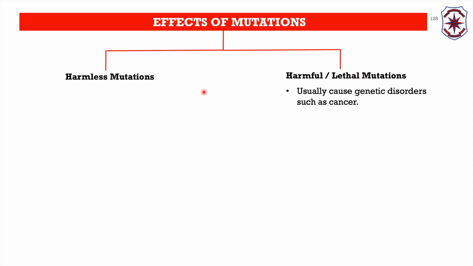Usually, they cause a genetic disorder such as cancer. Okay, on that particular tissue or that particular cell or that particular area of the body, if we have a mutation and that mutation is harmful, it may cause genetic disorders that may lead to conditions such as cancer. Okay, of course, cancer is harmful, and remember, the word lethal means that it might kill you. Okay, so it might lead to mortality.